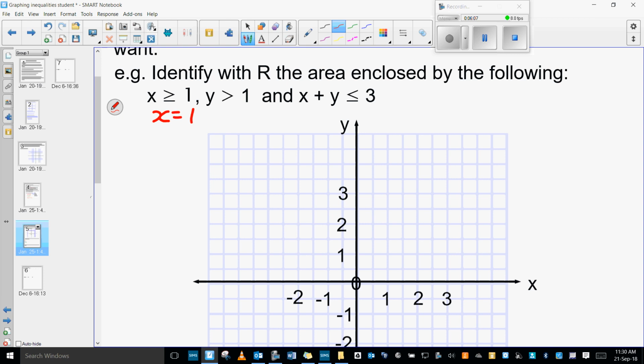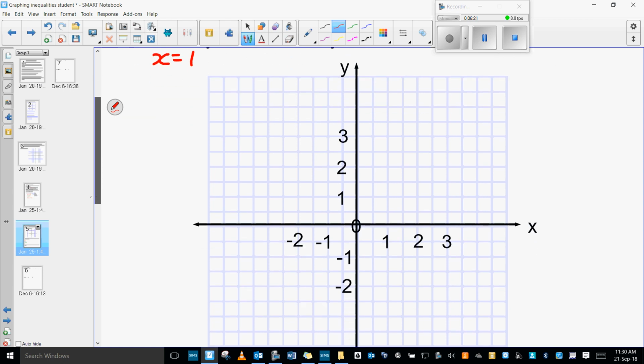Okay, when we've got x equals lines, which way do they go? Okay, vertical, so it's going to go through 1. Is it going to be a solid or a dotted line? Solid. So we're going to draw a solid line through 1 on the x-axis.